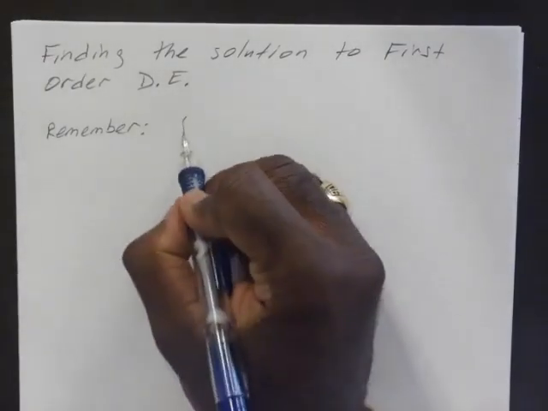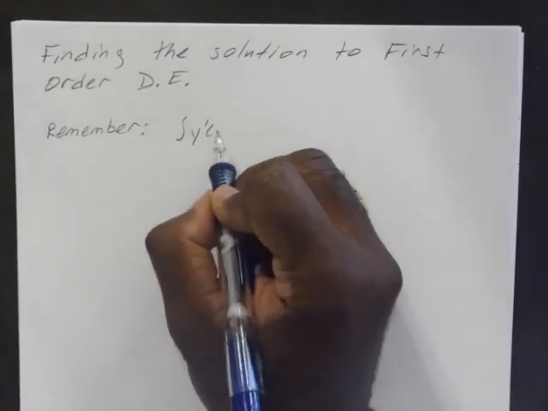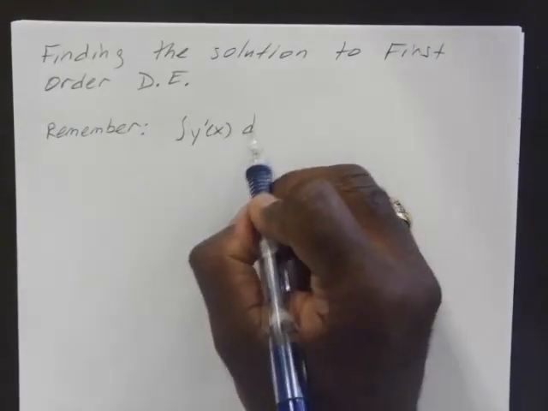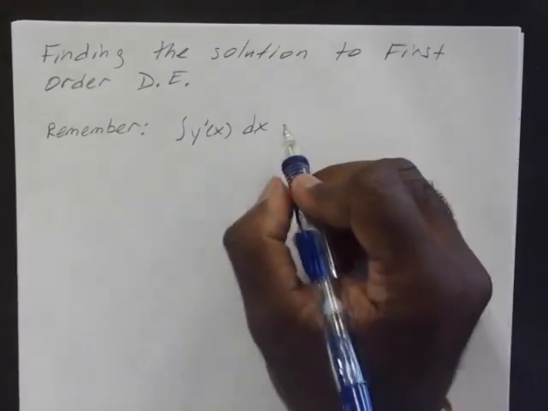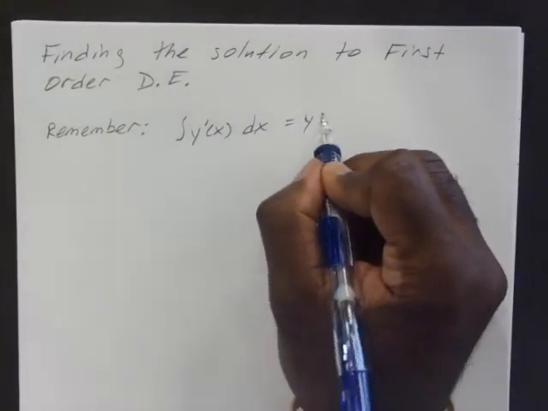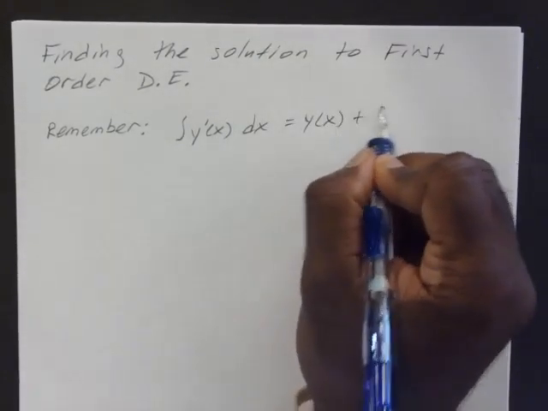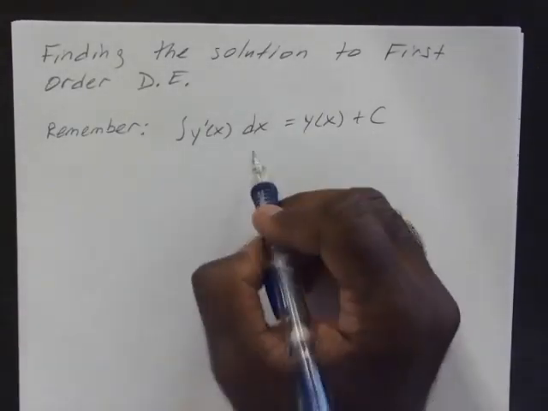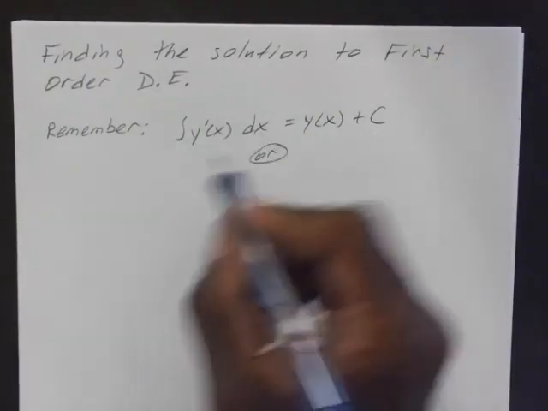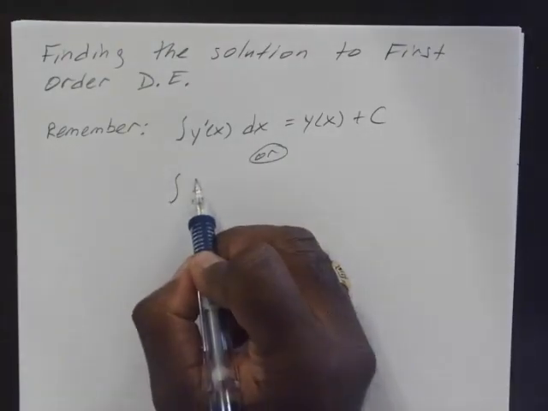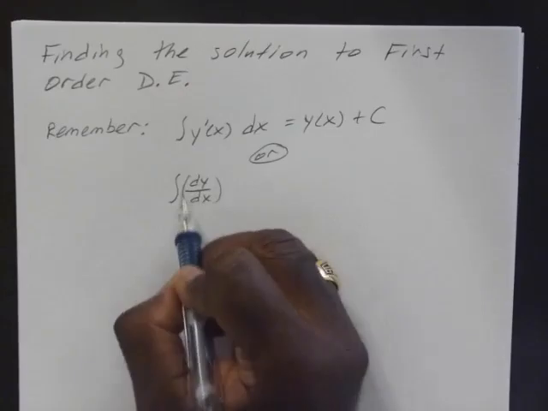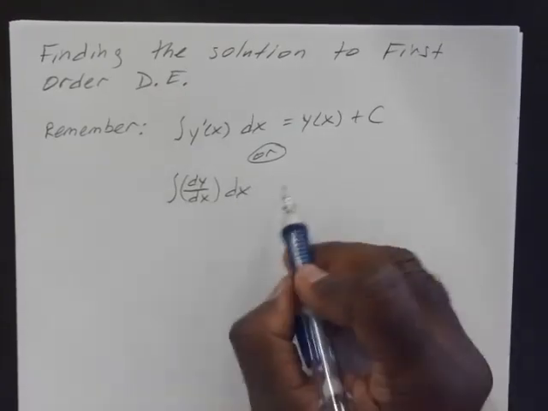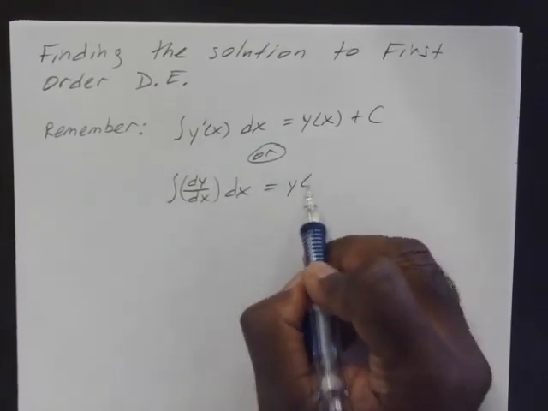Okay, so if you have the integral of your first derivative, the integral and your derivative cancel each other out. So that's just your position function. Or sometimes they'll put it in the form where you have the integral of your dy dx with respect to x. Still the same thing, your original function.